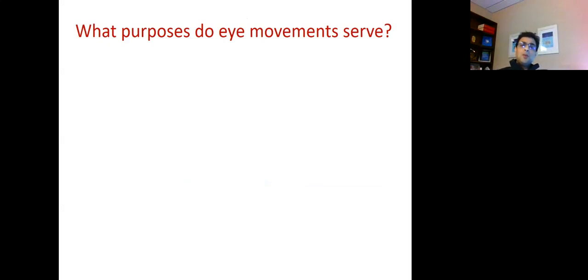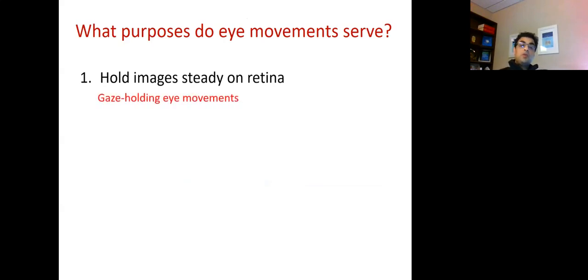So what purpose do eye movements serve? Of course, the most important thing is holding the image on the retina. That is the most important. We achieve that with movements called gaze holding eye movements. I'm not going to cover that a lot in this lecture, but gaze holding is holding the eyes, and you do need some tiny movements to hold gaze. So that is actually gaze holding eye movements.